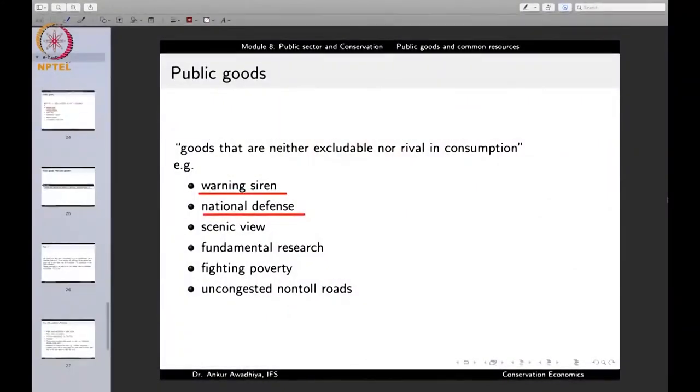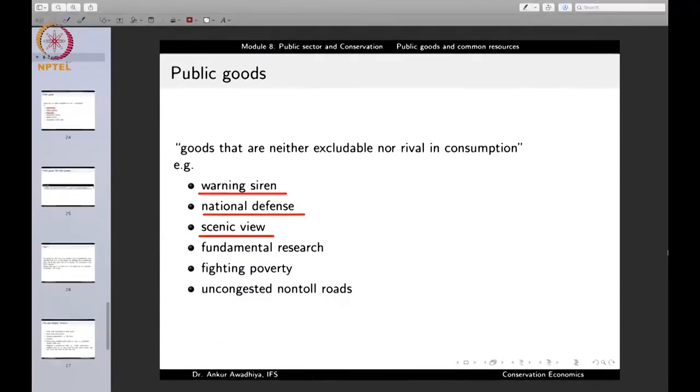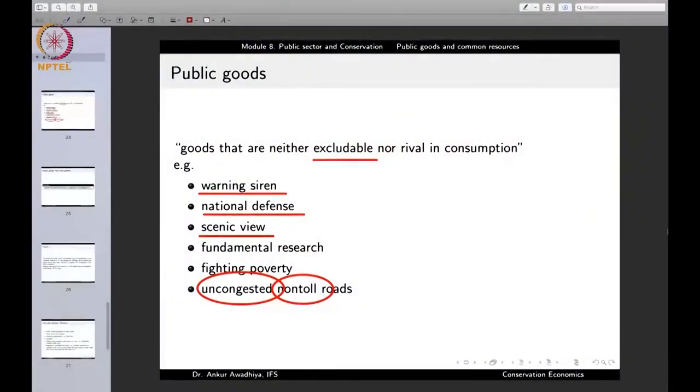Scenic view. If a view is beautiful, then we cannot prevent people from seeing it. And if one person has seen a beautiful place, then it does not reduce the quality or the beauty of that place to be seen by other people. Fundamental research. Fighting poverty, uncongested toll roads. Now, uncongested non-toll roads. Now, these are all goods that are neither excludable nor rivals in consumption. In the case of uncongested non-toll roads, because there is no toll, there is no restriction, so it is not excludable. And because it is uncongested, there are fewer vehicles plying, and so if a few more vehicles get inside, it is not going to reduce the quality. So these kinds of goods are known as public goods.